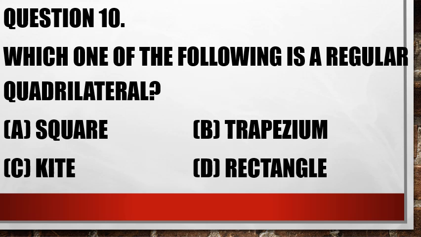Which one of the following is a regular quadrilateral? Regular quadrilateral means all sides and all angles should be equal. So a square has all sides and all angles equal. So the correct option is square.